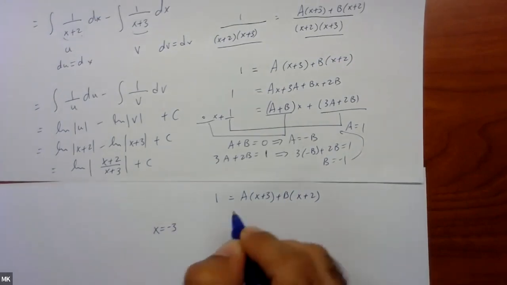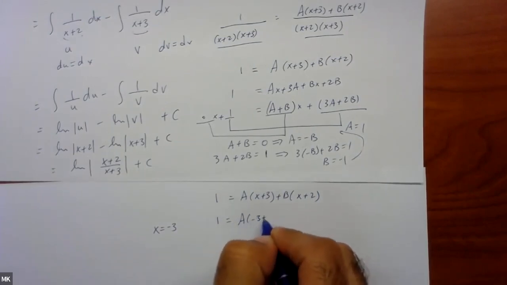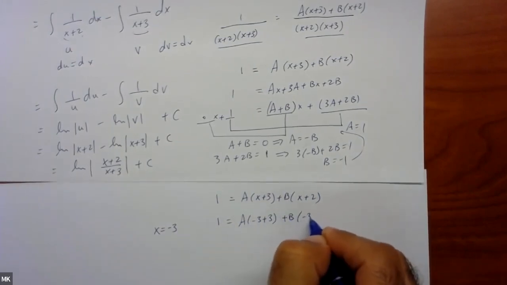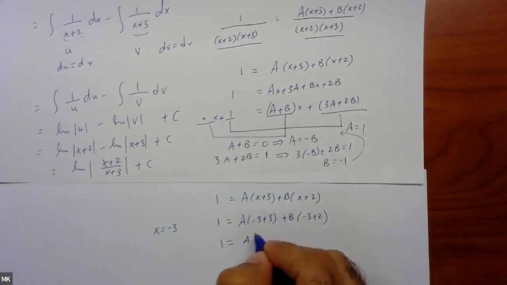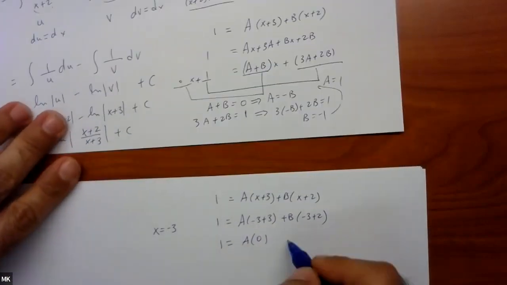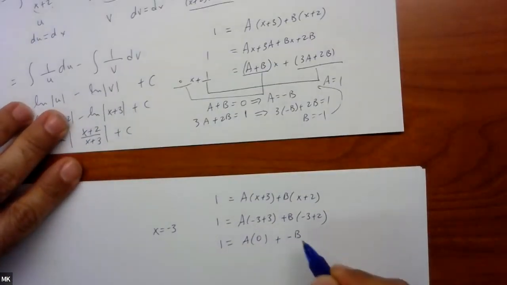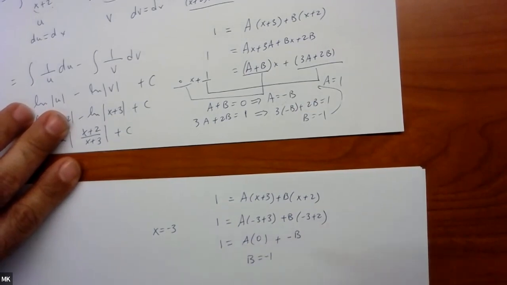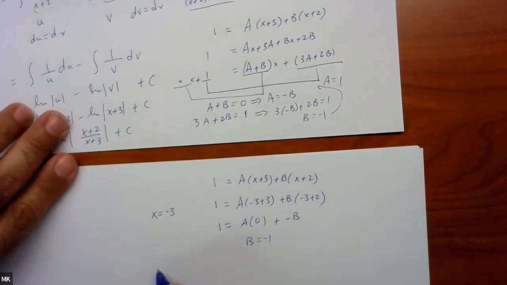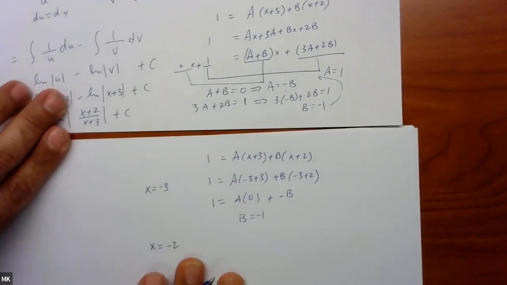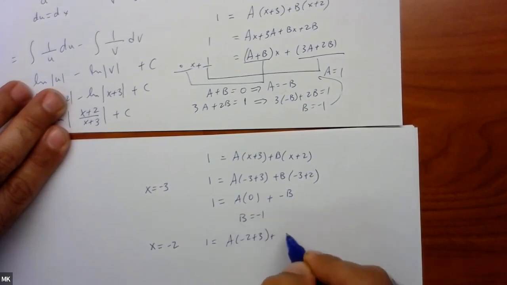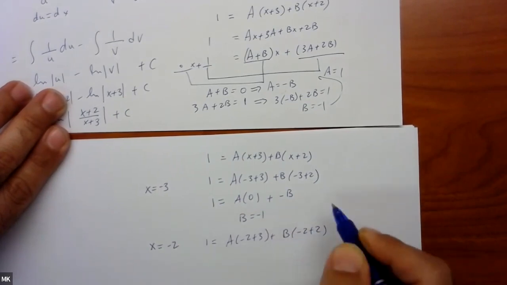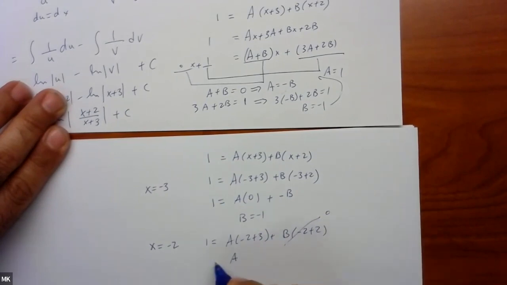Suppose x is equal to negative 3. So I get 1 is equal to A times negative 3 plus 3 plus B times negative 3 plus 2. So it's going to be 0A, and that's why I picked negative 3, and negative B. So B turns out to be negative 1. And then I'm going to pick another x carefully. I'm going to pick negative 2 as my x. And then I get 1 equal to A times negative 2 plus 3 plus B times, again, negative 2 plus 2. Picked it carefully, so this is going to be 0. So I get A is equal to 1. Everything else works out the same way.